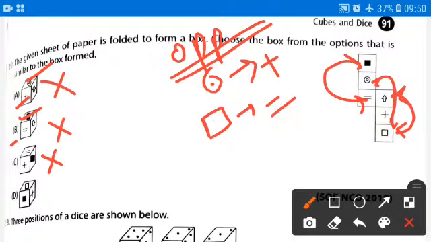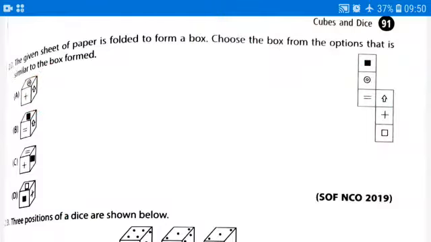At the last, let us check. Yes, this and this are not opposite. This plus is not opposite. So this can be the correct one. These can be the adjacent faces. We just have to check the opposite ones. Now option D will be the correct answer.